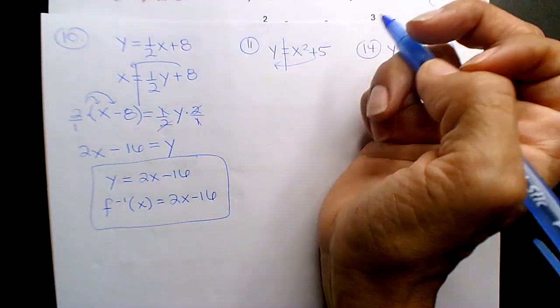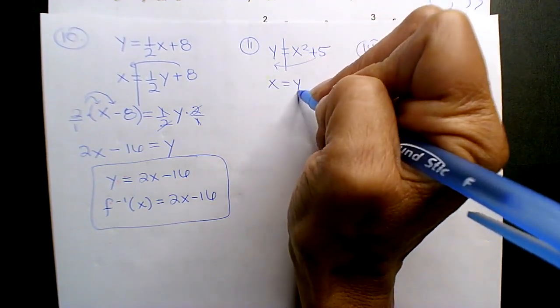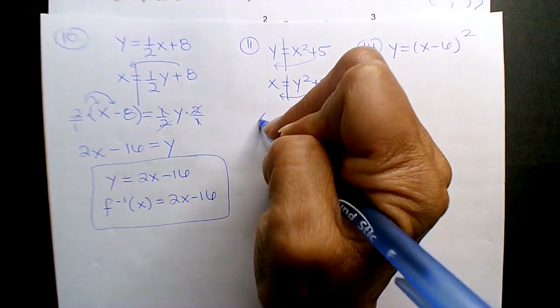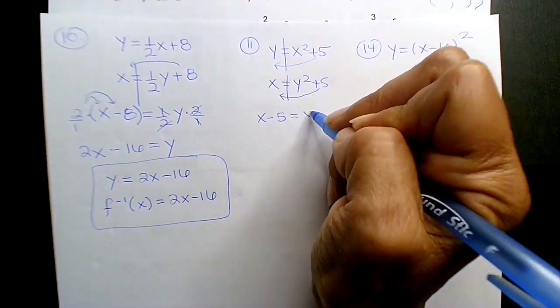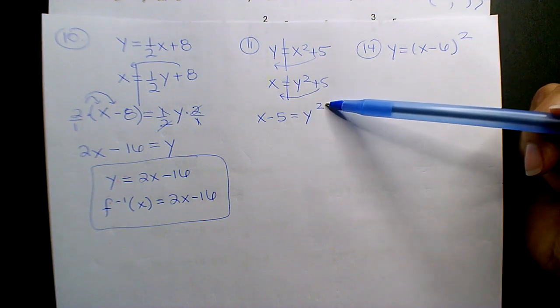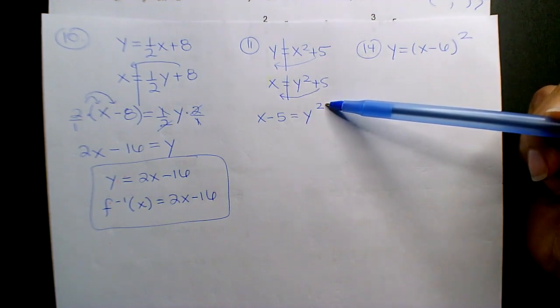And so, oh, we would switch. Hold on. x equals y squared plus 5. Okay, so now let's move it over. Now you would get x minus 5, and now you have y squared. And so now you can inverse operate the squaring. Because remember, what's the inverse operation of squaring?